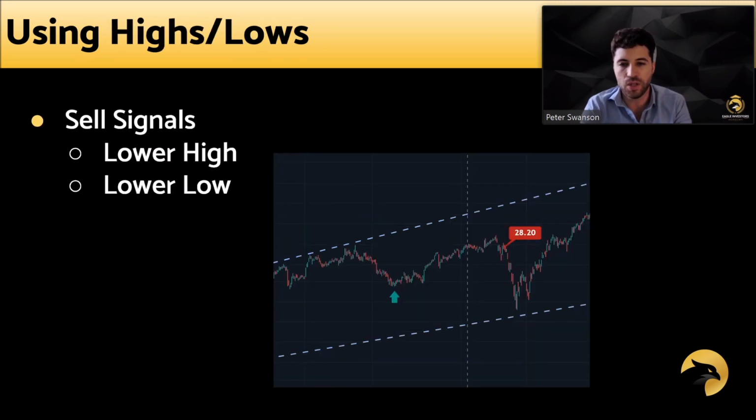Another approach is to use highs and lows. So you see here that we're setting high, low, high, low, high, low, but this low goes below the previous low, so it's a lower low. So that's a signal that something has changed. And then you would look to exit on a lower high. So this high was lower than the previous high.